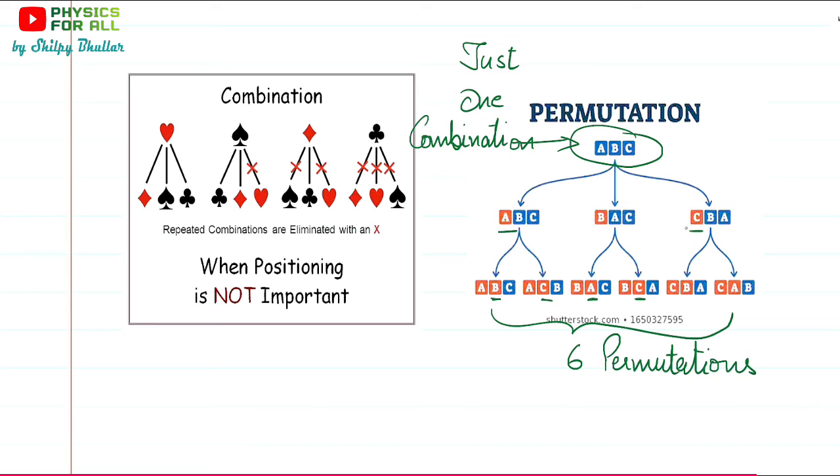Then if you have taken C first, then who comes next? B comes next or A comes next? So all this order is really important for permutation. But for combination, the order has no importance. So it will only say, okay, I'm concerned with who is there in the group. One is A, one is B, another one is C. That's fine. So just one combination. But for one combination which has 3 objects, we have got 6 permutations.